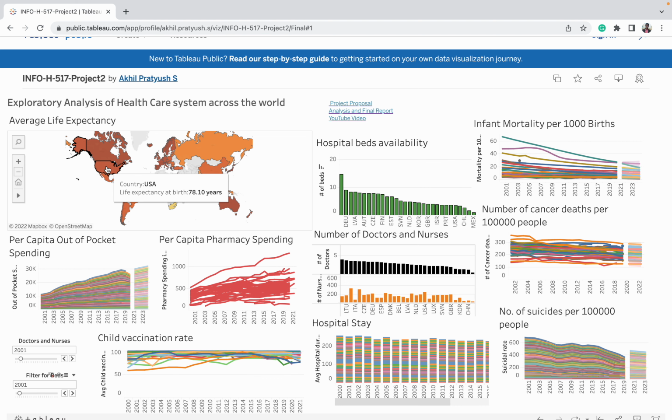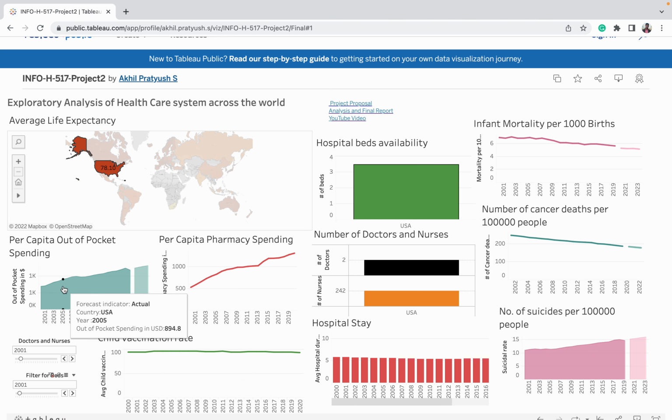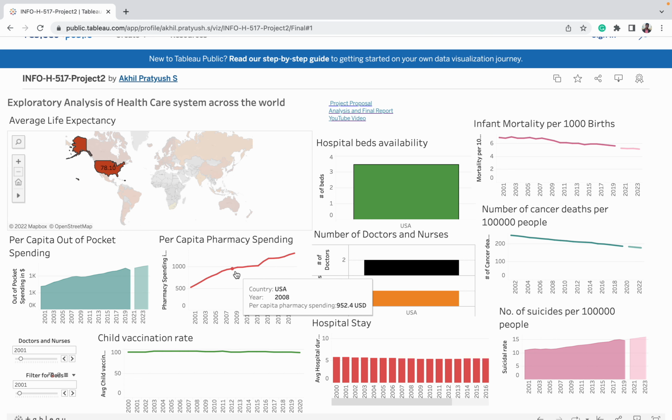So let's look at the US. For the US, there is a steady increase in per capita out-of-pocket spending like other countries, and there is also a steady increase in per capita pharmacy spending, and the child vaccination rate is almost steady during the entire period. So that's all about these three charts. Now I'm handing it over to Rahul.